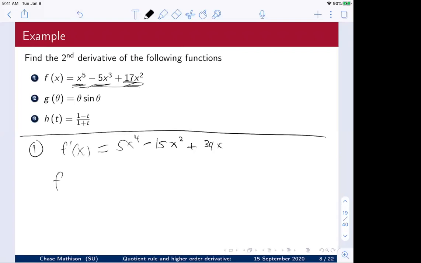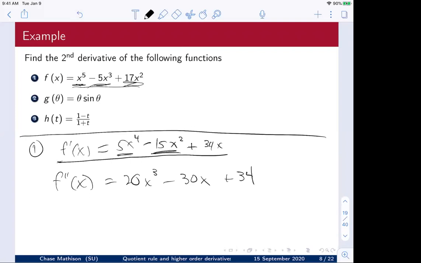So f double prime of x, that's just me taking the derivative of this function here. Okay, so when I do that, the derivative of 5x to the fourth, what am I going to get for that? 20x to the third. And then the derivative of minus 15x squared? Minus 30x. And then, yes, perfect, plus 34. Wonderful. Any questions on that?